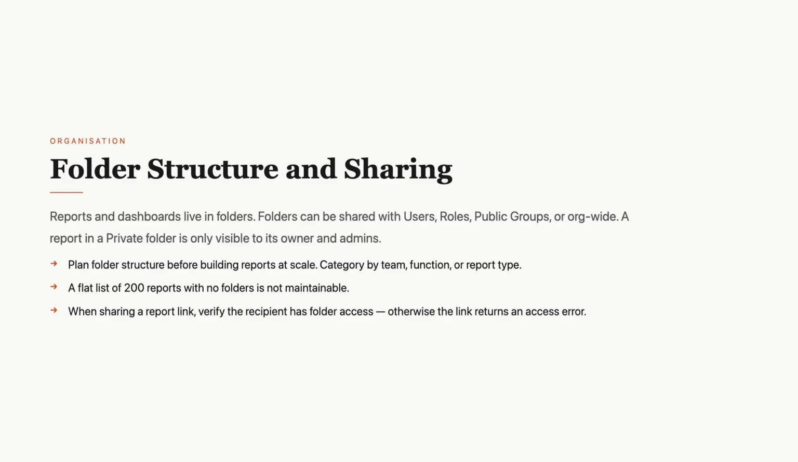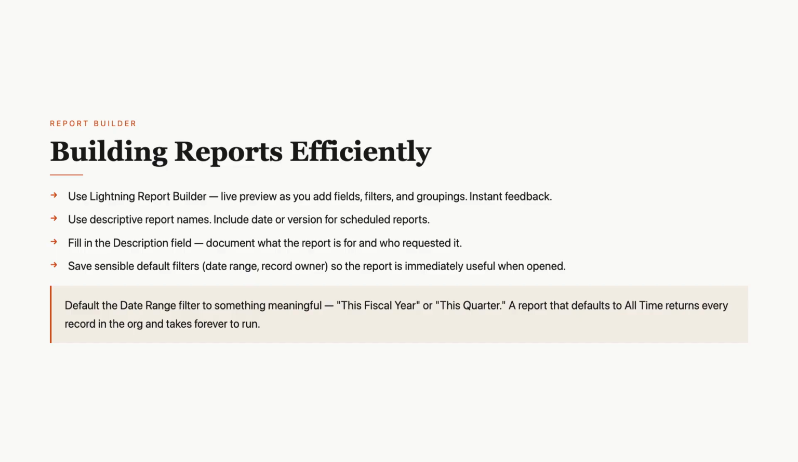All dashboard viewers see the same data regardless of their own access. Dashboard component types: chart, bar, line, donut, funnel, scatter. Table, a grid of report data. Gauge shows a metric against a target range. Metric, a single large number, useful for KPIs like total pipeline or open cases. You can resize and reposition components on the dashboard canvas.